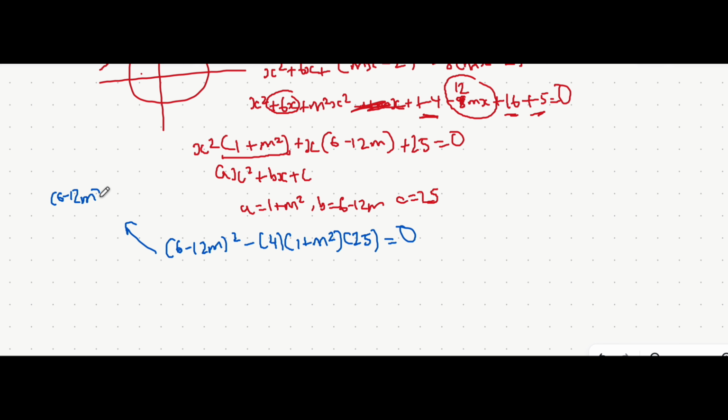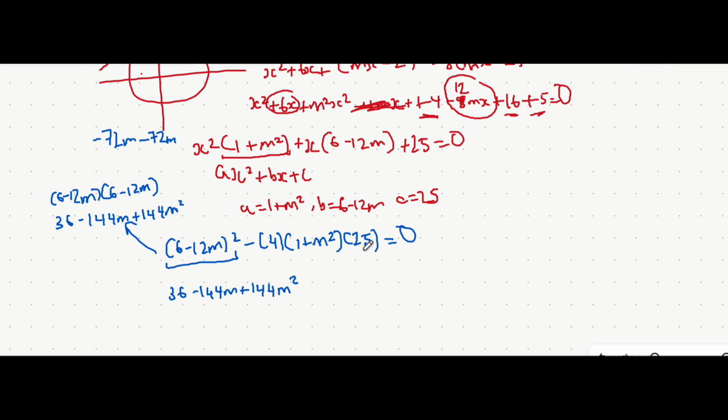So again, when you're squaring a bracket, you're just multiplying it by itself. 6 times 6 is 36. 6 times minus 12m is minus 72m. Minus 12m times 6 is again minus 72m. So those two combine to get you minus 144m. And lastly, minus 12m times minus 12m is positive 144m squared. So that's everything on this term here. Let's write that out. 36 minus 144m plus 144m squared.